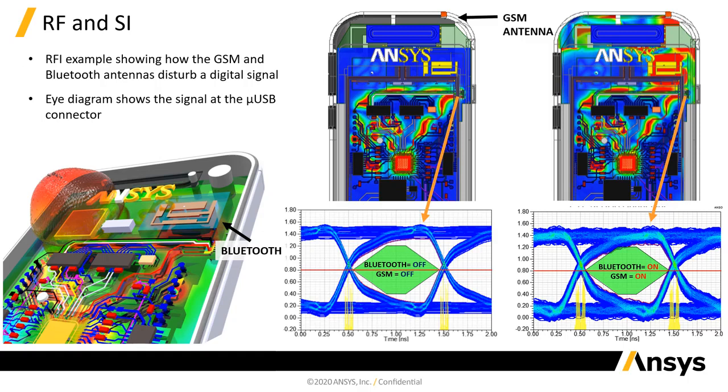As we turn on the antenna, we can run the same signal integrity analysis, but now you can see that there's a violation in the eye mask, and that's basically because of the interference from the antennas into that particular signal. So those are the type of simulations that require both RF and signal integrity background, and in the end, it's an electromagnetic interference analysis.